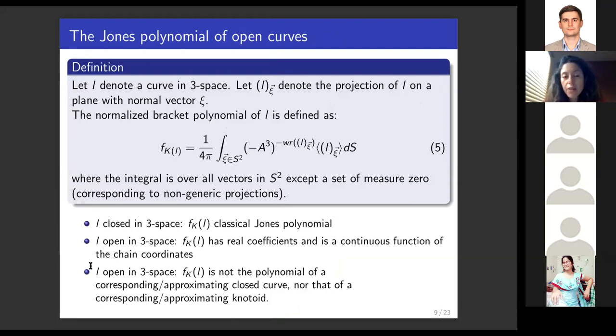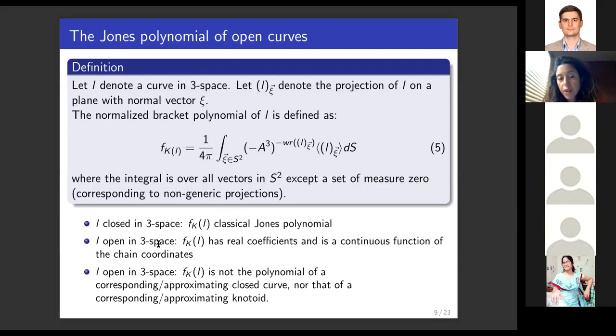Now, there are the following key properties of this. I will focus on the Jones polynomial of open curves. If the curve L over which you define this polynomial is closed, this Jones polynomial is the classical Jones polynomial of the closed curve. If you think about it, if you have a closed curve, independent of which projection you choose to compute the Jones polynomial, it is the same.